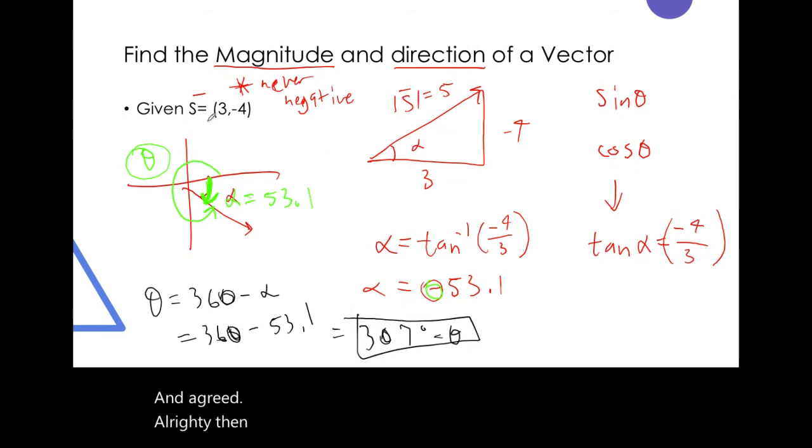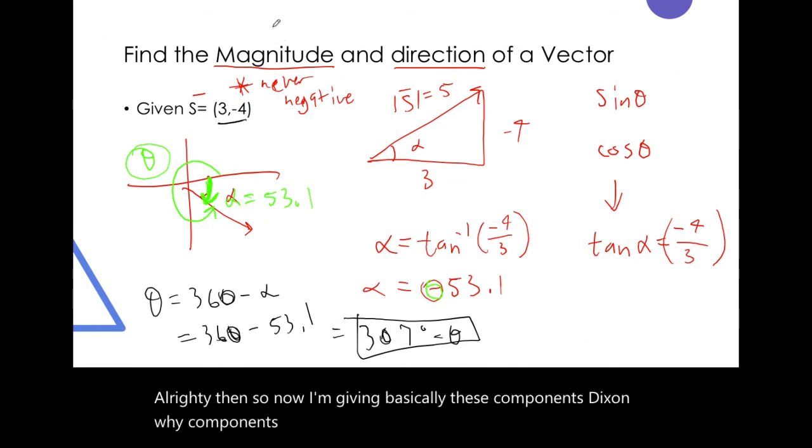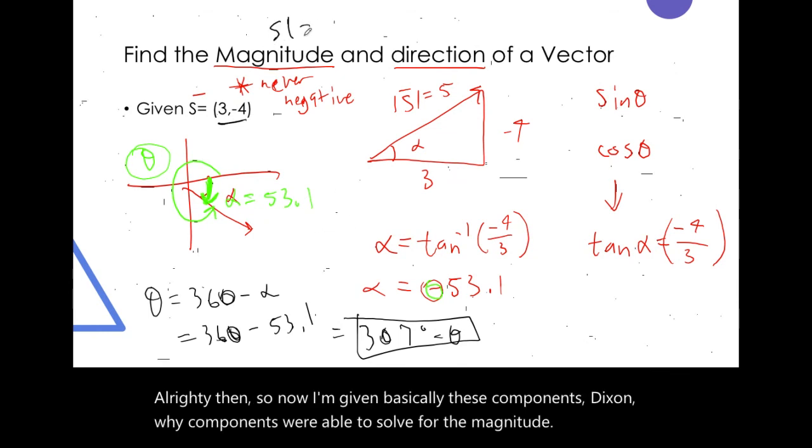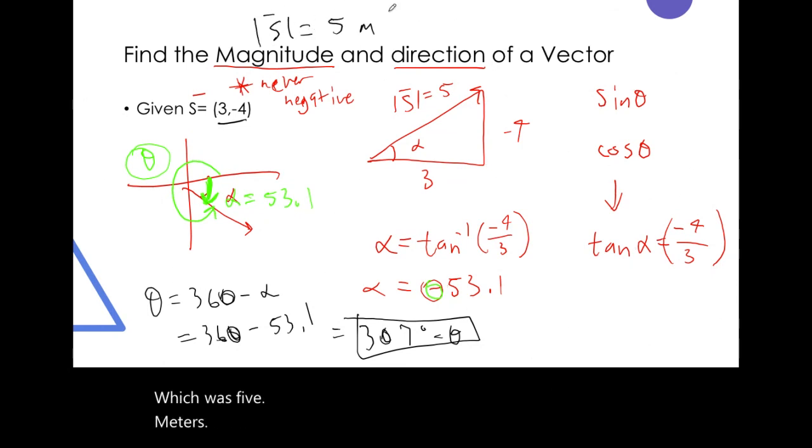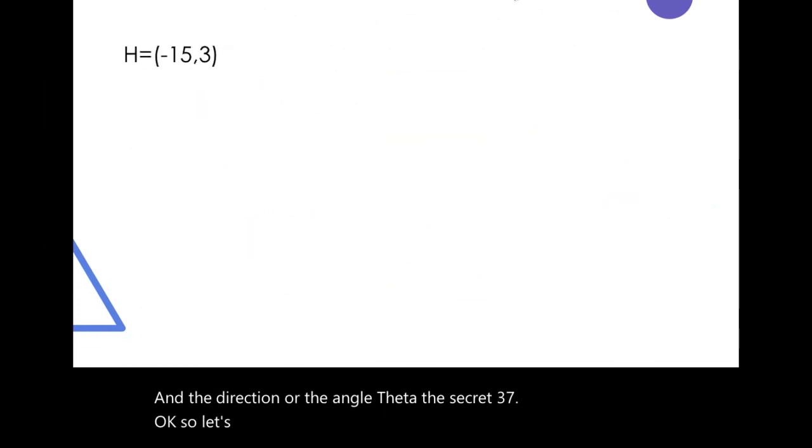Alrighty then, so now, given these x and y components, we're able to solve for the magnitude, which was 5 meters, and the direction, or the angle theta, is equal to 307. Okay, so let's do another one now.